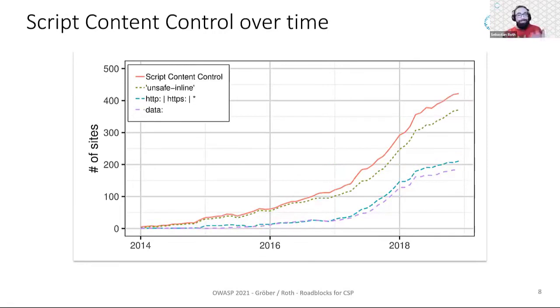Well, if we take a closer look at the deployed policies, less than half of them actually deploy a CSP that tries to mitigate the effect of cross-site scripting. And even worse, the vast majority of those sites use expressions that make their policy trivially bypassable by an attacker.